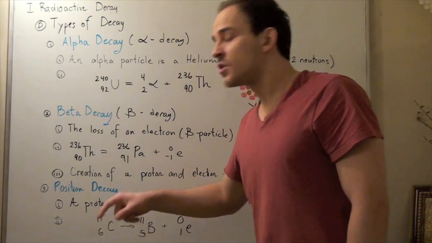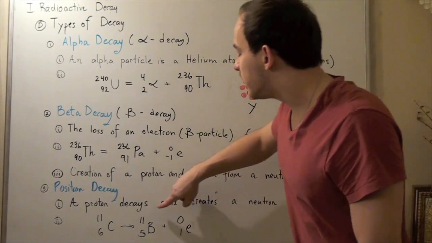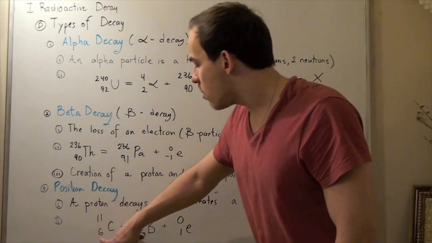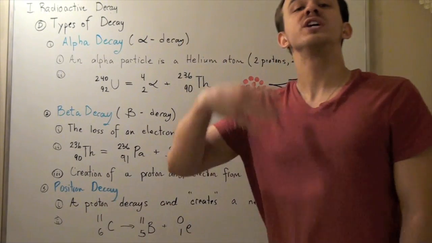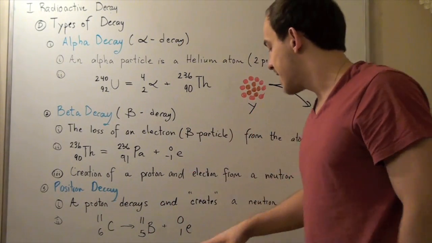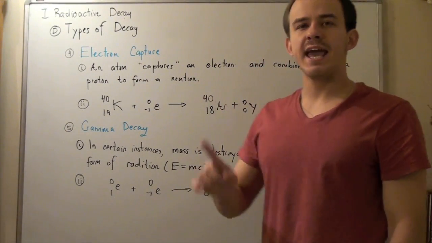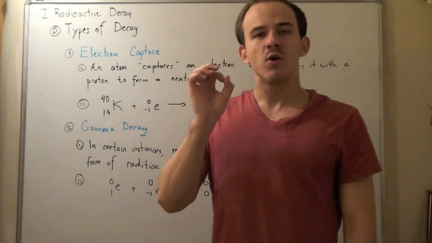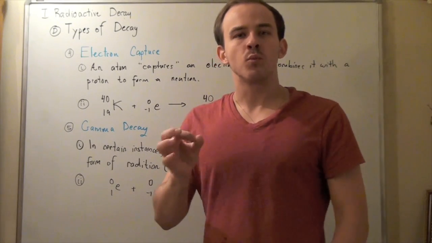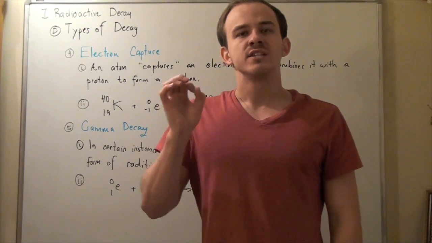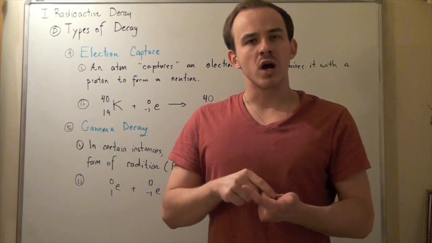So that means this atom will have 1 less proton. It will have 5 protons, but now it will have 6 neutrons, whereas before it only had 5 neutrons. So a positron decay actually creates a neutron and releases a proton from the nucleus. So let's look at the fourth type of radioactive decay, known as electron capture. Now, in an electron capture, an atom takes in an electron and combines it with one of the protons found in the nucleus to form a neutron. So an electron and a proton are destroyed, but a neutron is created.